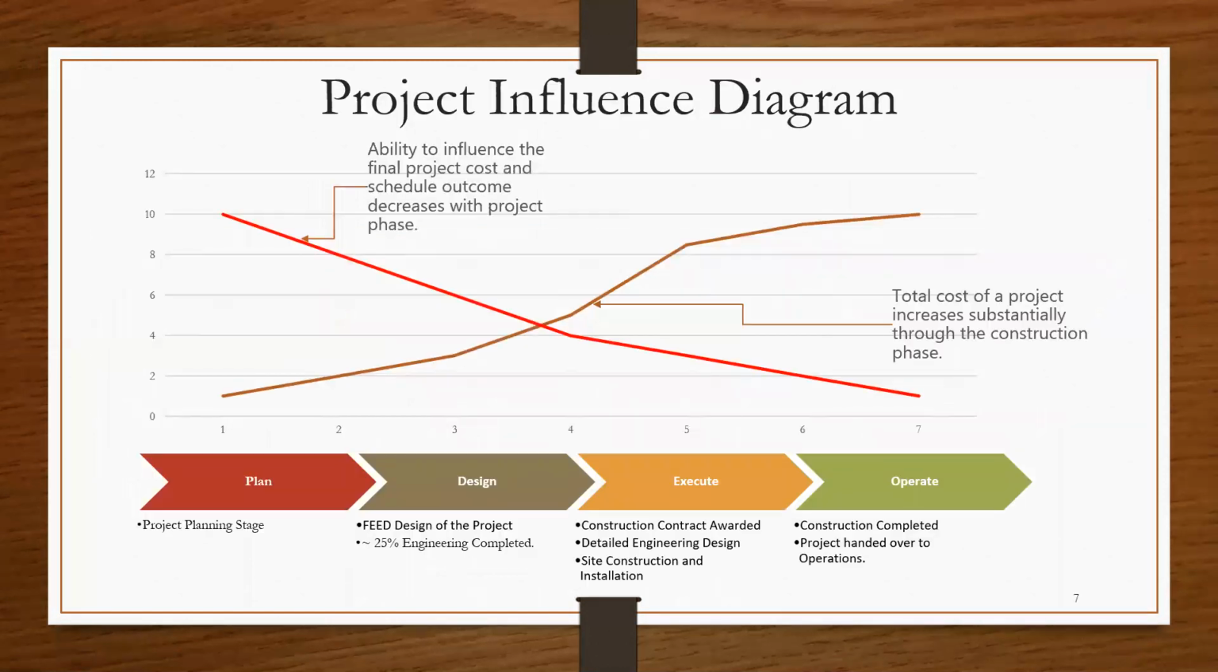Moving on, the slide in front of us now is a project influence diagram. There are 2 lines on there. The red line shows your ability to influence the final cost and schedule outcome of a project. And as you get into the project life cycle, from planning to design to execute, your ability to influence the final cost and schedule decreases as you go along.